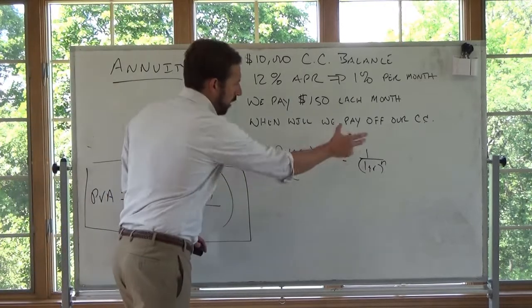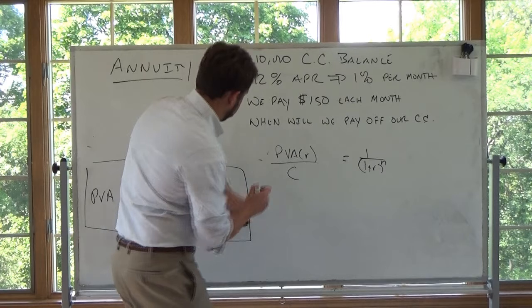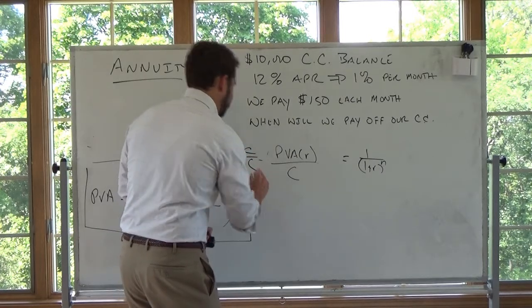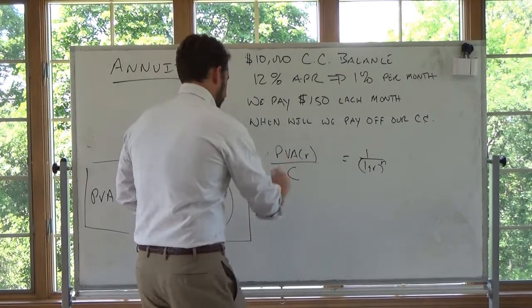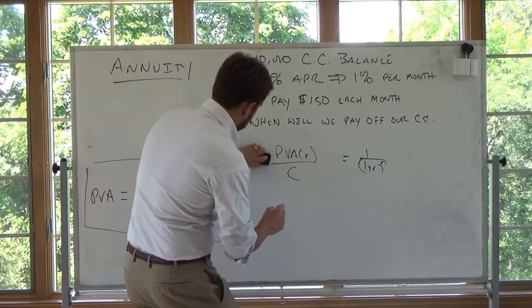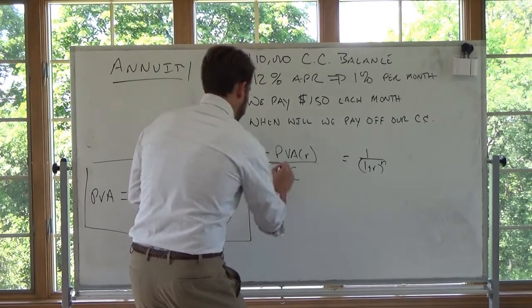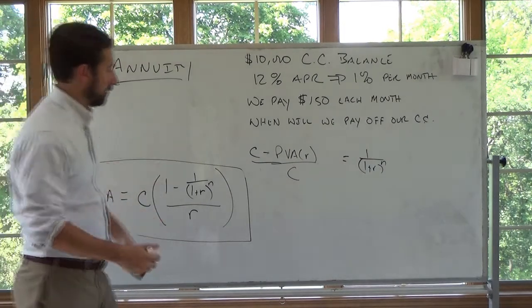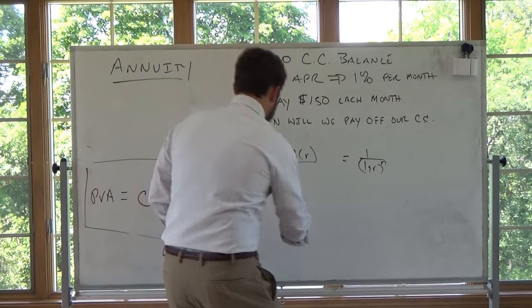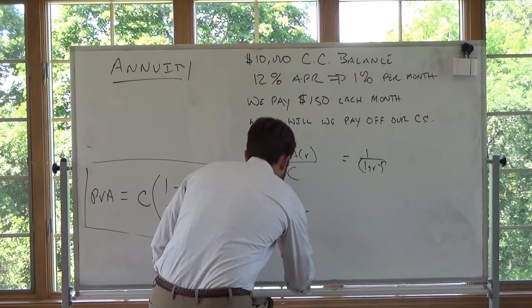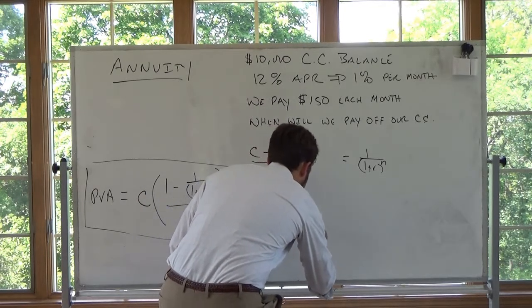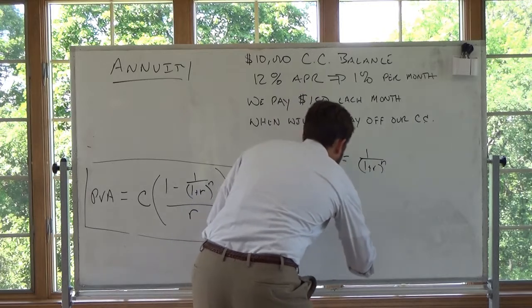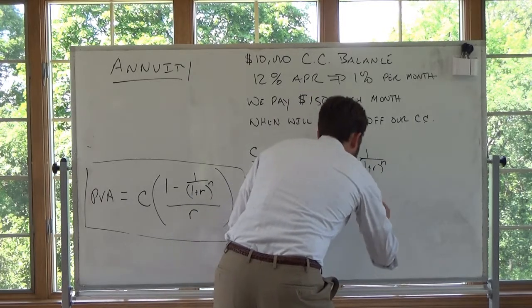Now, the idea is I know I want to take the reciprocal at some point, so I can say this is c divided by c, so this is going to give me c minus present value of the annuity times r, divided by c. Now I can take the reciprocal, and this is going to be c divided by c minus PVA times r is equal to 1 plus r to the n.